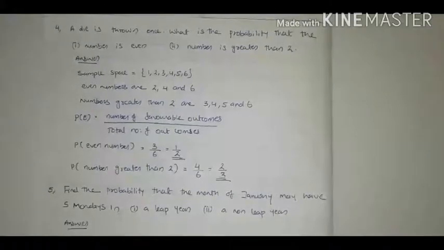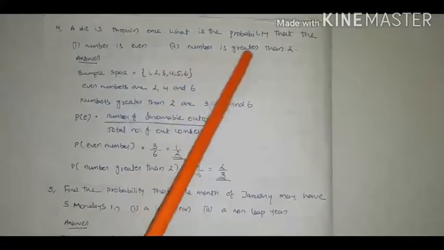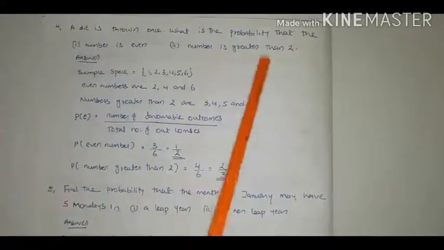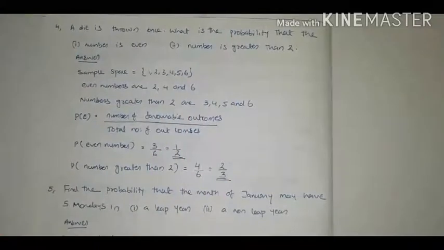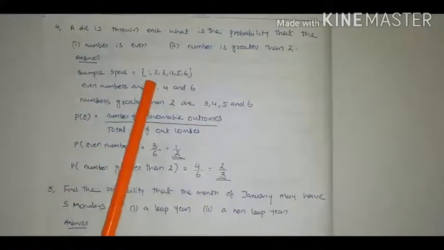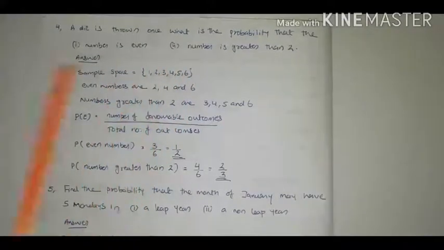And the next question: a die is thrown once. What is the probability that the first number is even and the second number is greater than 2? So a die is thrown once. What should be the sample space? How many outcomes should be there when we throw a die? The possible outcomes are 1, 2, 3, 4, 5, 6. So the sample space is the set {1, 2, 3, 4, 5, 6}.